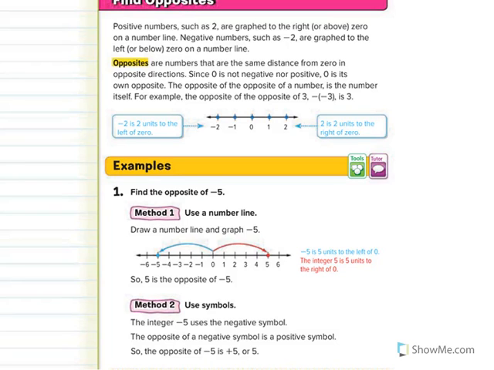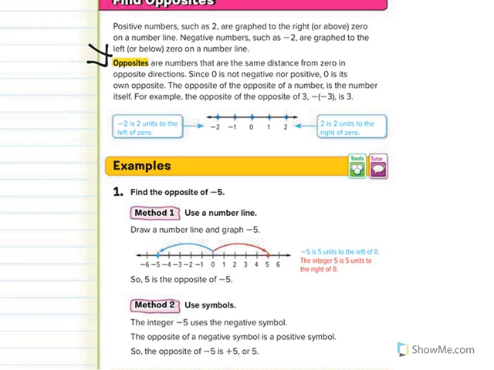Now let's take a look at this information at the top to review a little bit of what we know and learn a little bit more. It says that positive numbers such as 2 are graphed to the right or above 0 on a number line. We know this from what we learned yesterday in lesson 1. Negative numbers such as -2 are graphed to the left or below 0 on a number line.